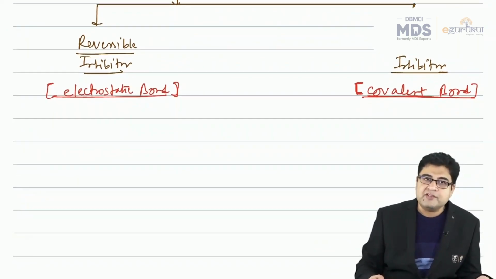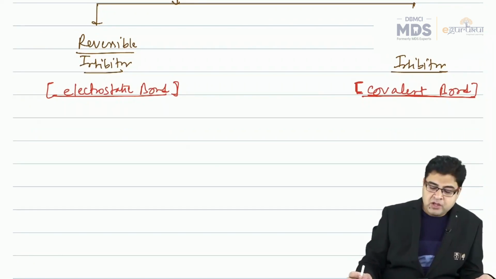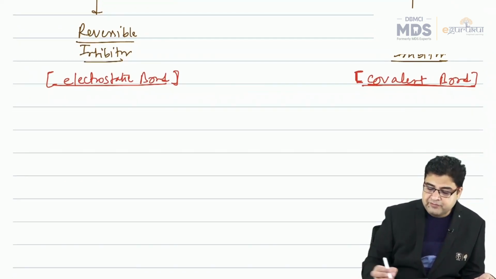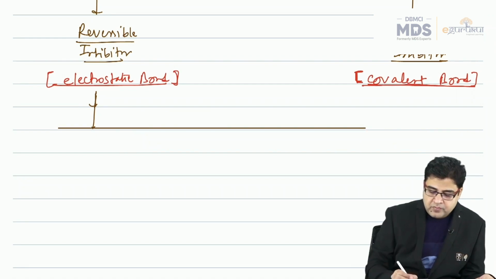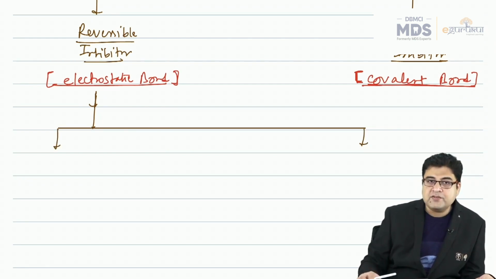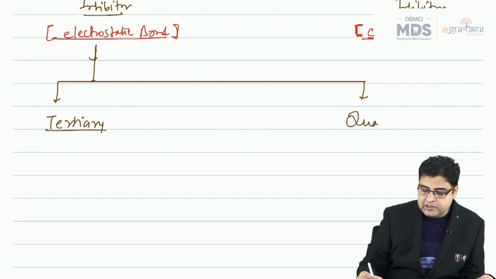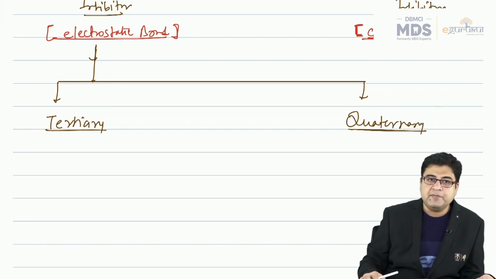Now let's start with the first, that is reversible enzyme inhibitors. The medicines which are reversible enzyme inhibitors, we can further subclassify in two groups. We have a first group of medicines, we call them tertiary medicines, and we have a second group of medicines, we call them the quaternary medicines.